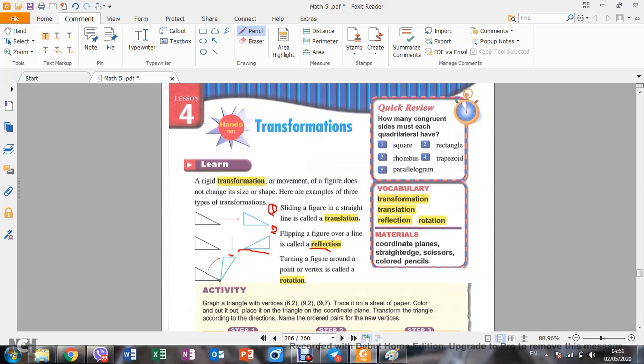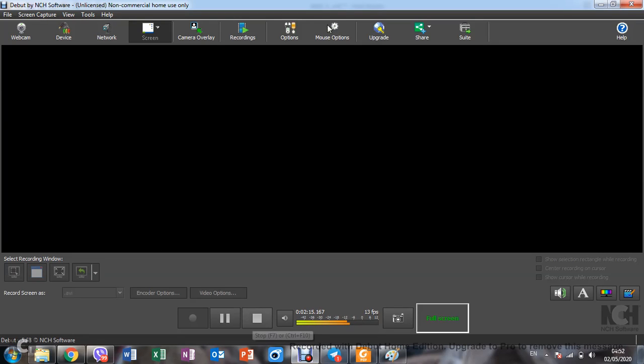So what is the meaning of rotation? The third type is rotation. It means to turn a figure around a point or vertex. Turning a figure around a point or vertex is called rotation, okay?